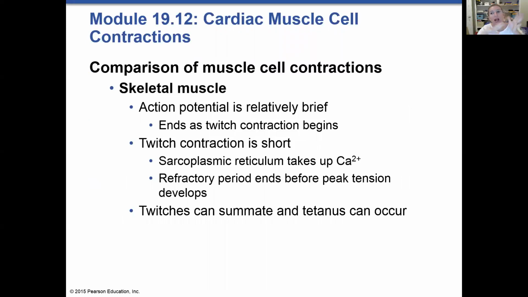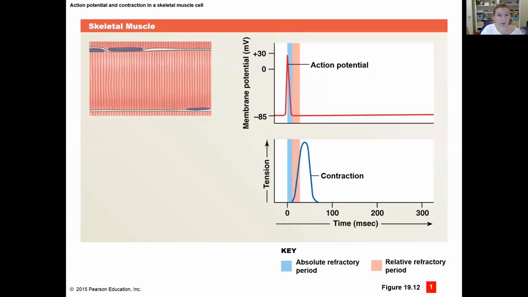Let's talk about how different cardiac muscle cells are from skeletal muscles for a minute. So in skeletal muscles, that action potential is very brief. You get that twitch contraction. It's very short, right? And that's where the sarcoplasmic reticulum, or SR, is taking up the calcium very quickly, so the refractory periods are very short. Twitches can actually cause summation. You can get tetanus, right? This buildup of tension that can occur in skeletal muscles because that calcium can be taken up very, very quickly. So that's what is going on in the skeletal muscle.